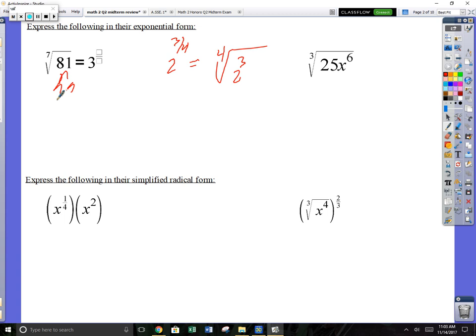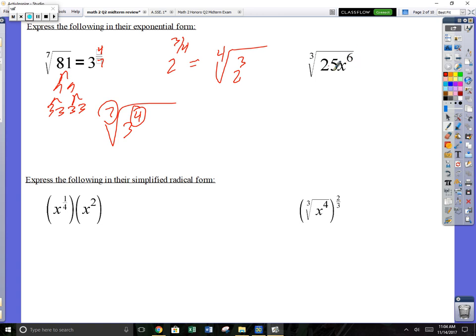81 is a 9 and a 9, and that is a 3 and a 3, and that is a 3 and a 3. So 7th root of 3 to the 4th. Now if you morph this into exponential form, it is going to be 3 to the 4/7. So this goes in the numerator, this goes in the denominator. Okay, let's look at this guy.